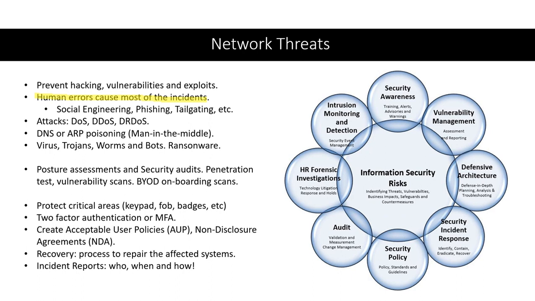Most of the time, through social engineering, phishing, or tailgating, human errors are the ones that produce most of these incidents. So you can get attacks from DoS, DDoS, or DRDoS. DoS is denial of service, and DDoS is a distributed denial of service attack, which attacks your network so much that you cannot provide any services to your clients because it's busy doing other things.